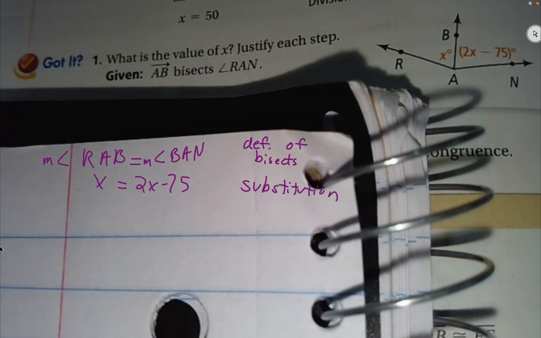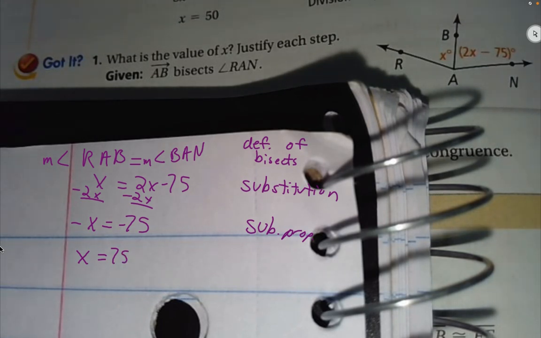Then what do I do to solve? I'm going to subtract 2x from both sides. What property is that? Subtraction property. I'm going to abbreviate. If you have substitution and subtraction, only abbreviate one, because if they both say sub, I'm not going to have a clue what that is. So see how I wrote that one? I abbreviated this one. What's wrong with that? It's negative, negative. So I need to switch it.